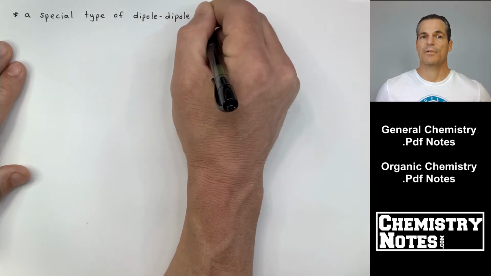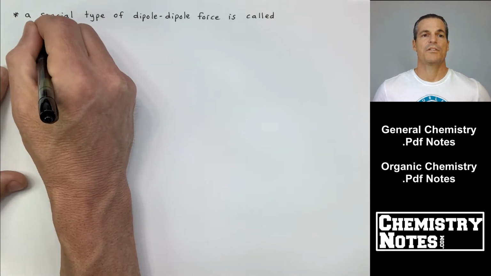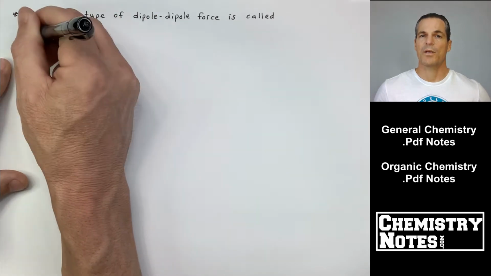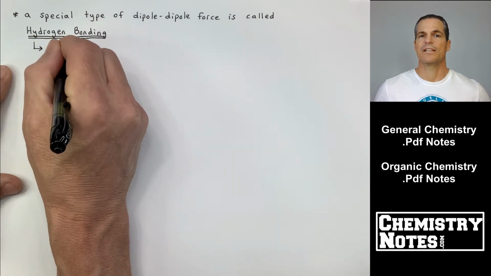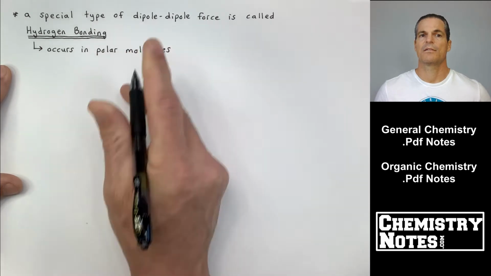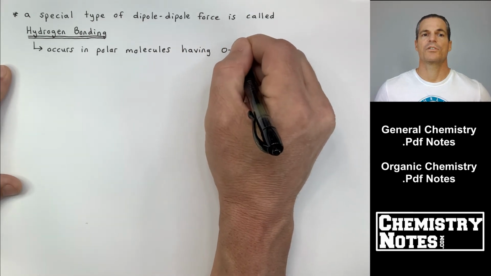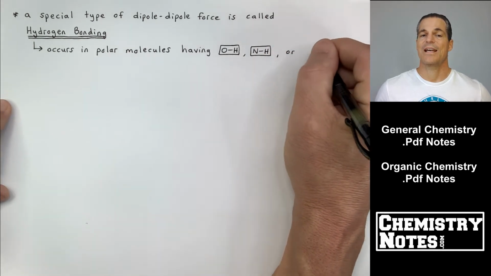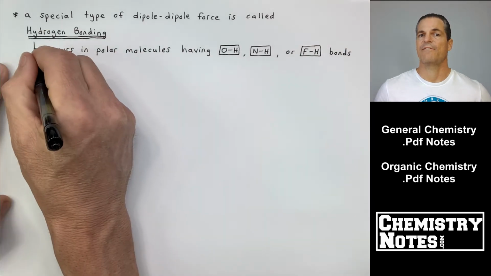A special type of dipole-dipole force is called hydrogen bonding. We're on page 2 of our notes here, and at the top of page 2, I want to talk a little bit about this special type of dipole-dipole force called hydrogen bonding. It works in the exact same manner as the example I just did for hydrochloric acid, but hydrogen bonding has a few requirements. Hydrogen bonding occurs in polar molecules, and one of the requirements is that the polar molecule has to have an OH bond, an NH bond, or an FH bond.